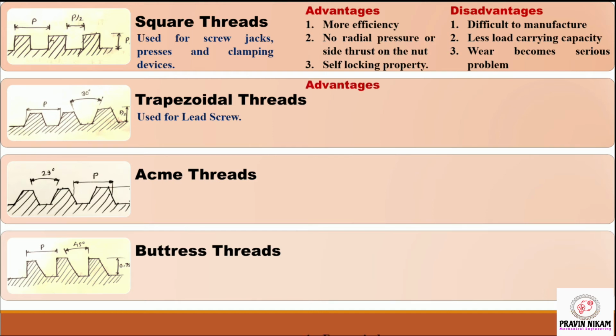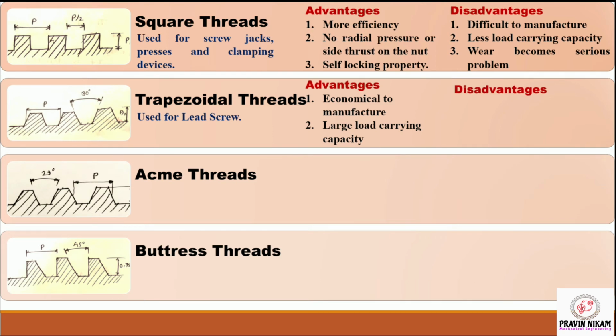What are the advantages of trapezoidal threads? First, it is economical to manufacture. Manufacturing is easier than square threads. Then the second is it has a large load carrying capacity, because the thickness of thread at the root is more than square threads.